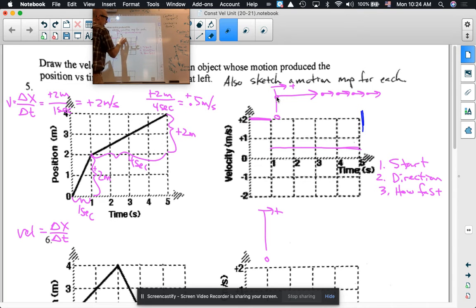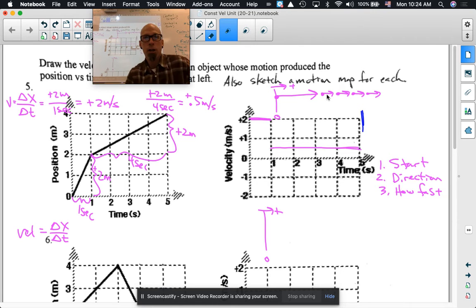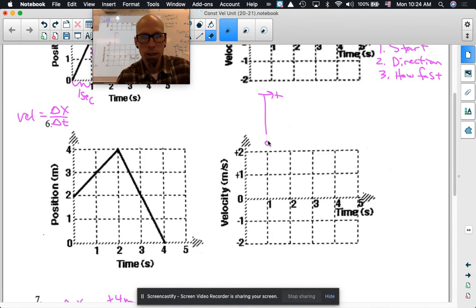This was 2 meters per second. This was only a half a meter per second. So I would say that 1, 2, 3, 4, 5 seconds, this was happening for 5 seconds total. 1 second was fast, 4 seconds were slow. There you go. Got that? I hope. Now, second graph.